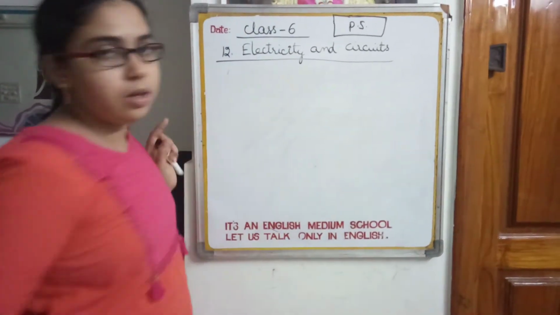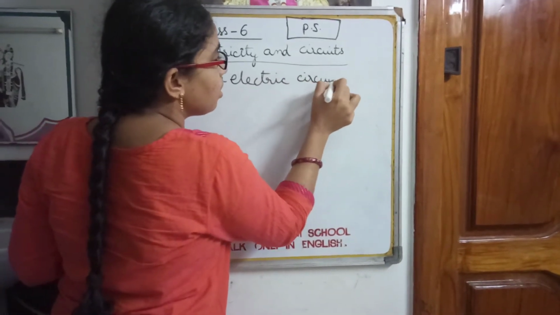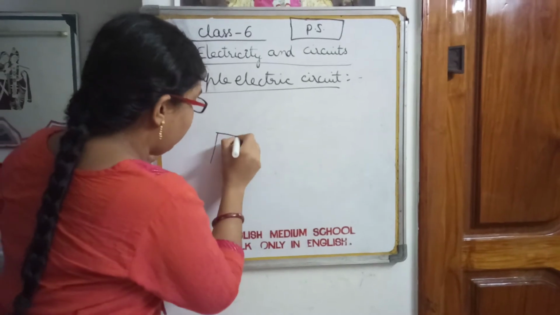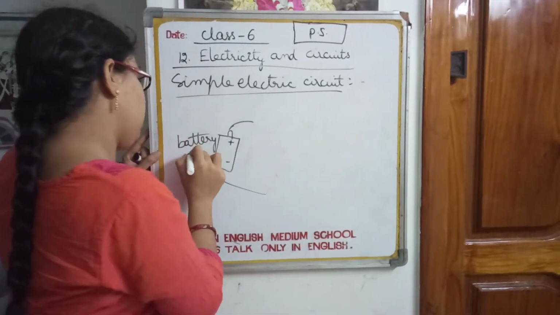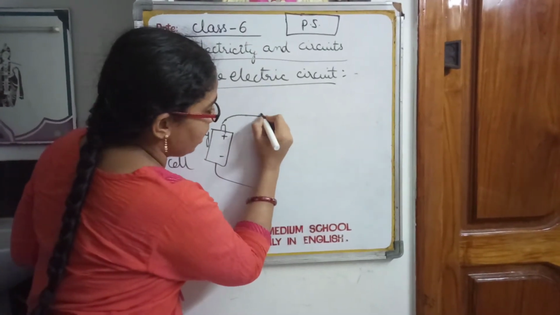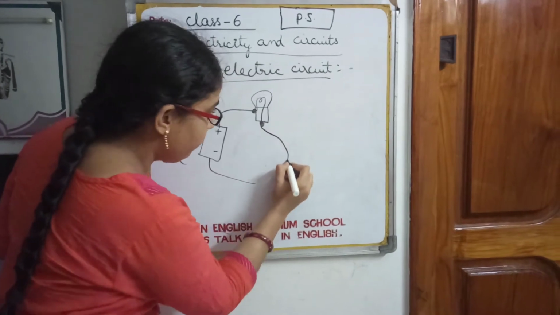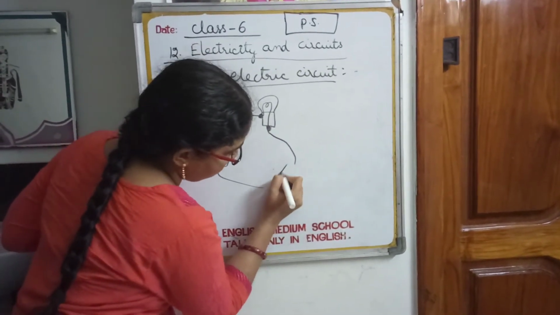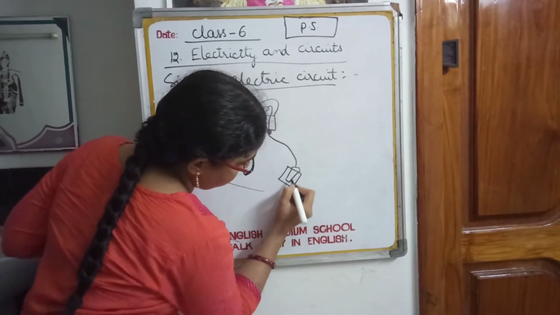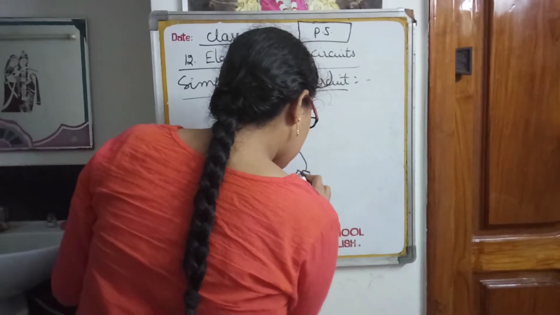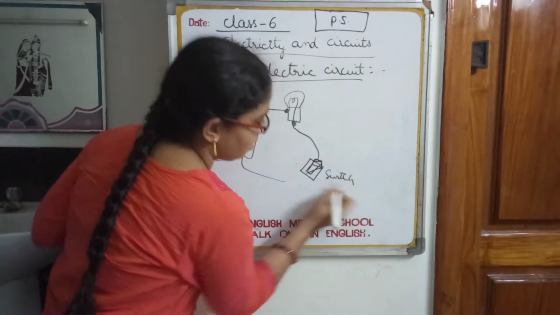Now we are going to discuss a small and simple circuit. Generally, a simple circuit consists of a battery, this is the battery or cell, and next a bulb. Let us consider this is the switch, this is the bulb.